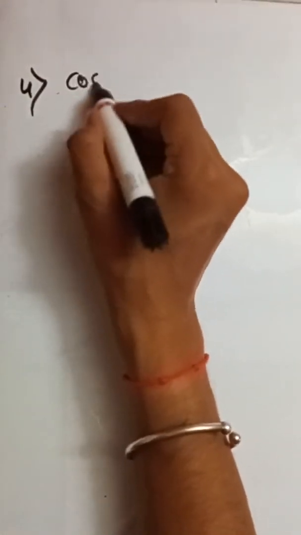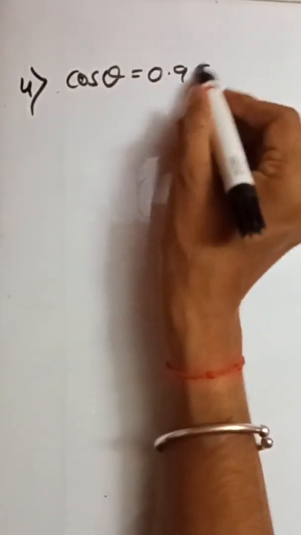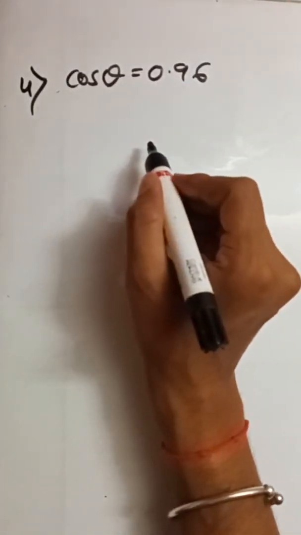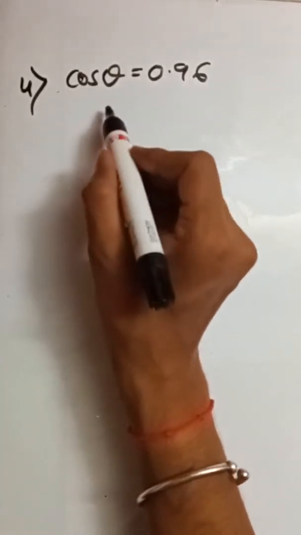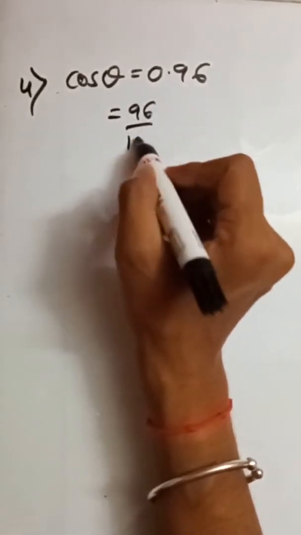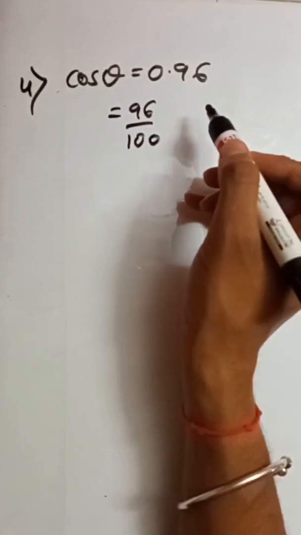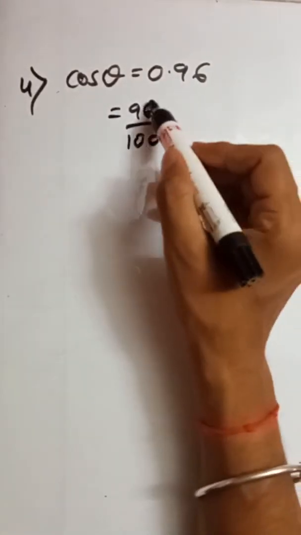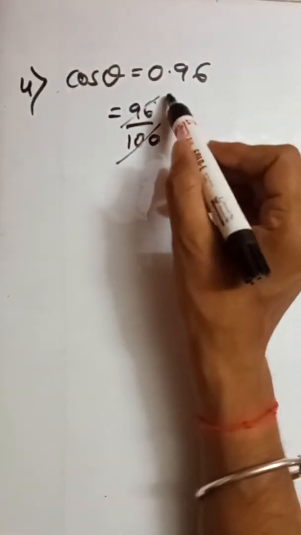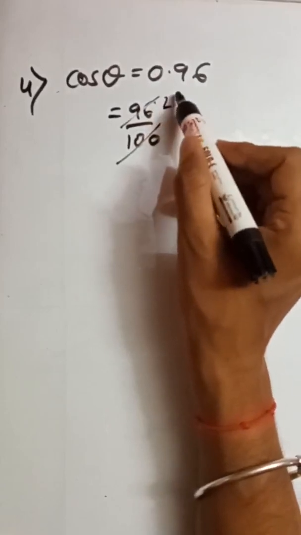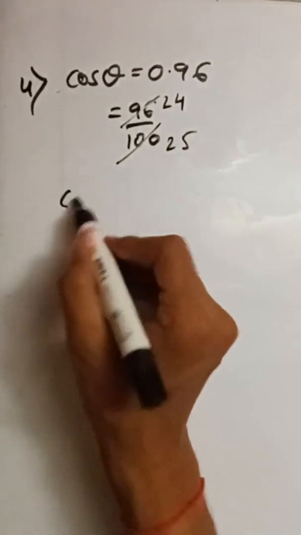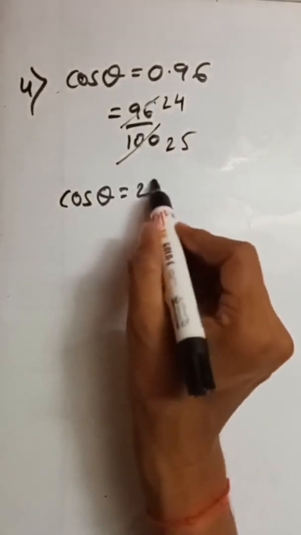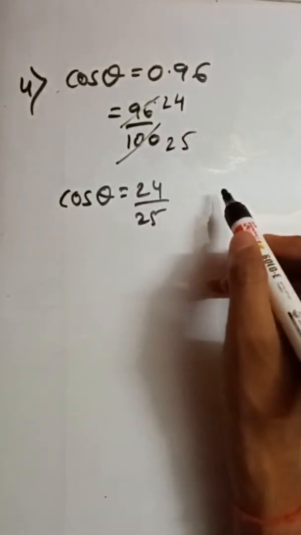Fourth sum is similar. Here it is given that cos theta is 0.96. Okay. 0.96 means it is 96 upon 100. Okay, so I cancel it. 4 times 24 is 96, 4 times 25 is 100. So you are getting cos theta as 24 upon 25.